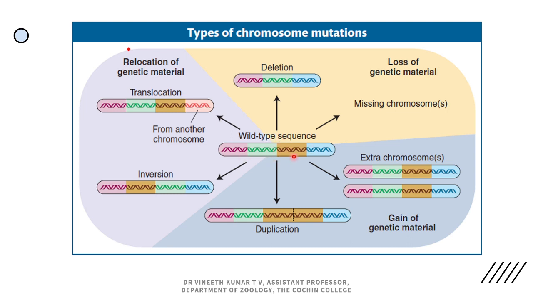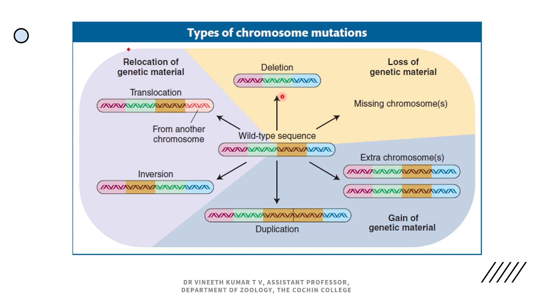This is a sister chromatid, a particular section of a chromosome which is shown here, and this is a wild type, meaning a normal one. So here we are going to discuss the different types of change in chromosome structure depending upon these colored bands. We'll be looking at the different types depending upon the change in these color bands.